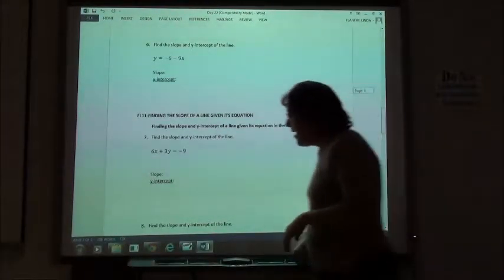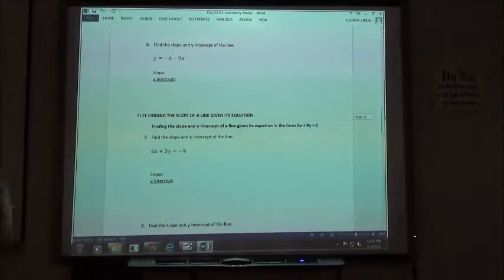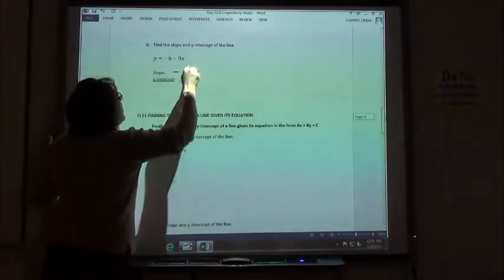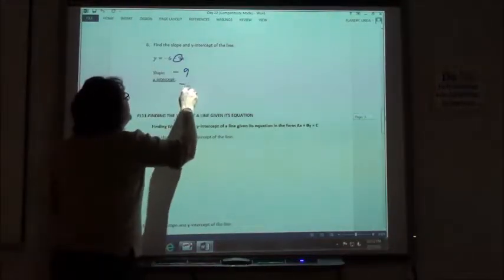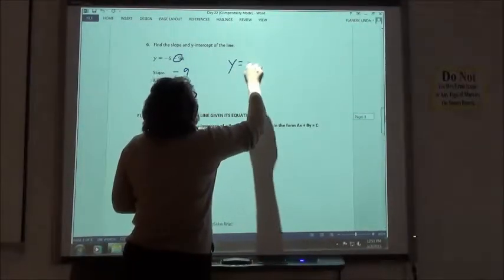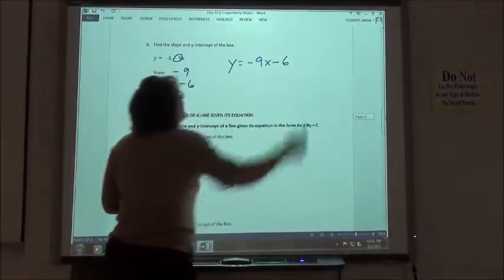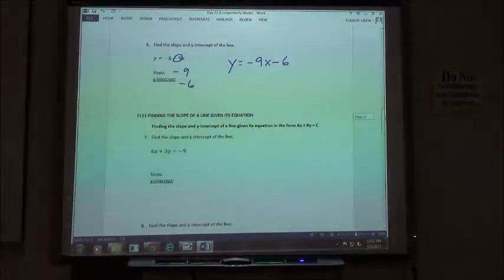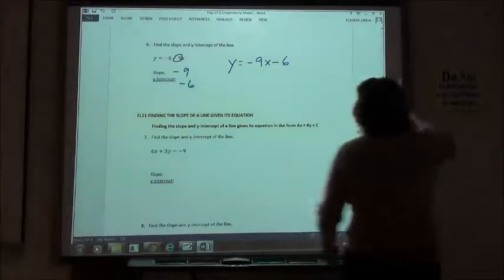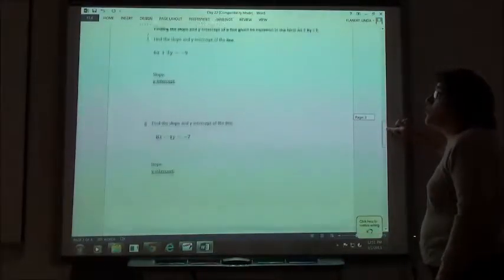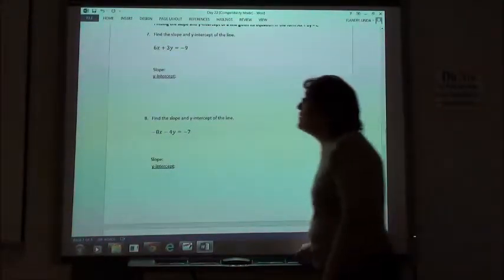And sometimes they don't have it in the order that we like it in, but we can still pick out our slope and our y-intercept. The slope on number 6 would be the -9, the one that's in front of the x, and my y-intercept is -6. So we could have written it as y equals -9x minus 6, so it looked prettier, but sometimes it's switched around and same thing. So when we get to 7, 8, 9 and they want us to find the slope and the y-intercept, now we have to rearrange our lines so that we do have it in slope-intercept form.